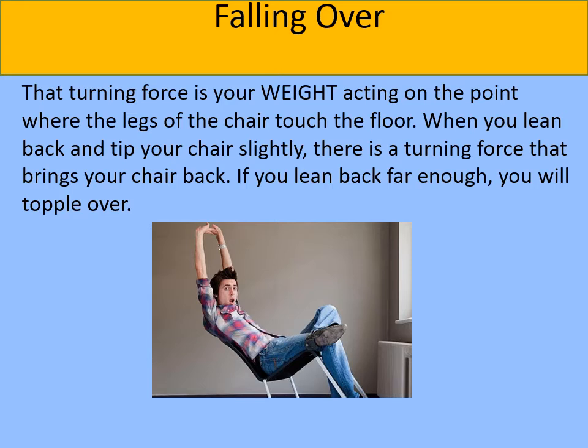So in this example, we are taking a look at an everyday situation that involves moments. Here we have a person about to fall back on their chair. Let's say you're leaning back on your chair slightly, then there is a turning effect caused by your weight that is acting at a point of rotation or a pivot. The pivot in this case is the back legs of the chair. So your weight is generating a moment about this point, the back legs of the chair, and that, hopefully, will bring you forward and back down onto four legs.